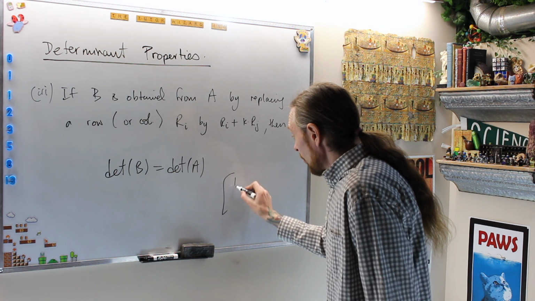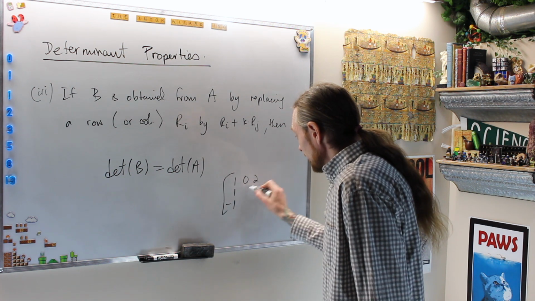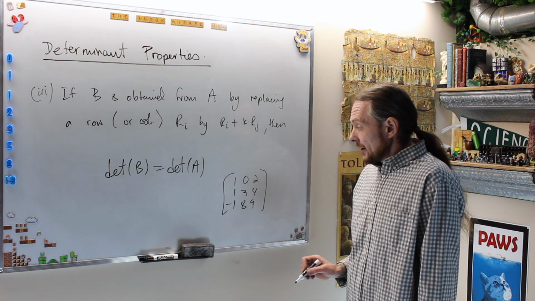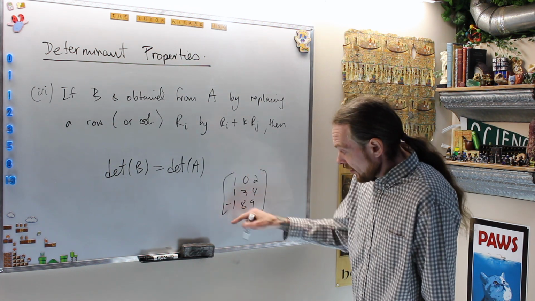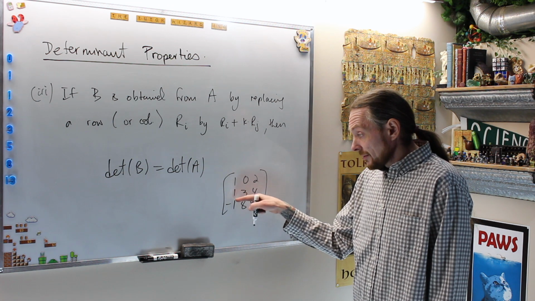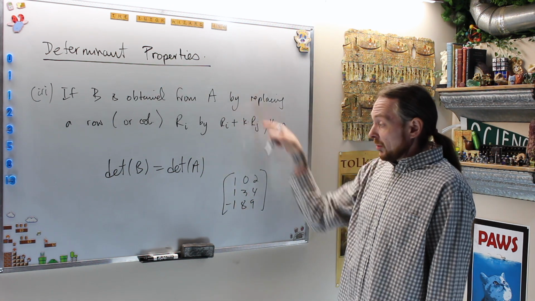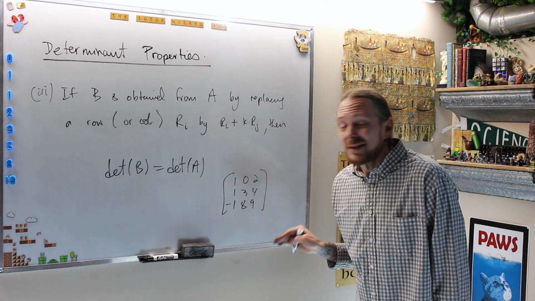If I have 1, 1, negative 1, 0, 2, 3, 4, 8, 9, what I want to do is get rid of these spots so I can cofactor expand and make those zeros. Now what it's saying is I'm allowed to replace these rows by multiples of the first row and I won't change the determinant at all.